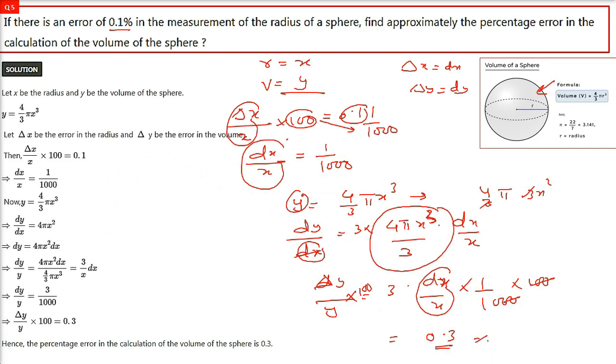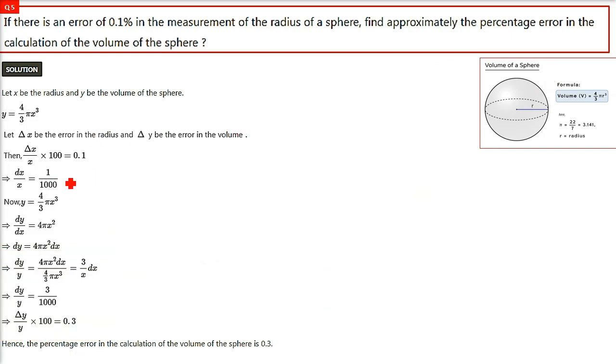So how we are going to do this? This is the logic I told you, and you have to write it like this, exactly like this, right?